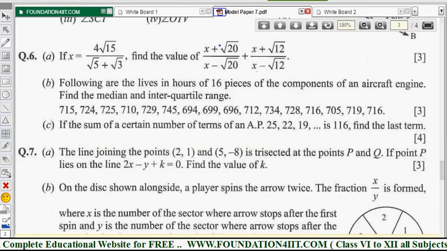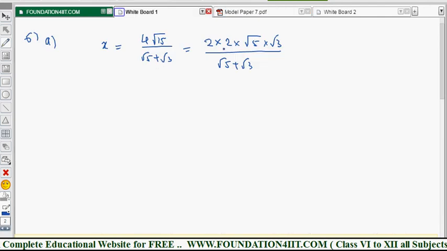If you observe x plus root 20, once you take 2 root 5, once you take 2 root 3. So 2 into root 5 is root 20, because 2 we can write as root 4. Root 4 into root 5 is root 20, and 2 into root 3, 2 is again root 4, root 4 into root 3 is root 12. That's why I am taking it in two ways. Once you take x by 2 root 5, or else take 2 root 5 as denominator, and the remaining is 2 root 3 by root 5 plus root 3.